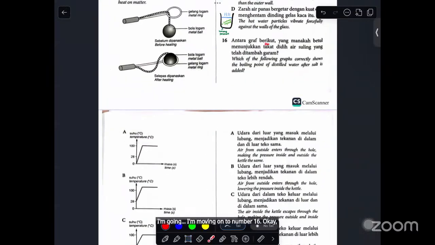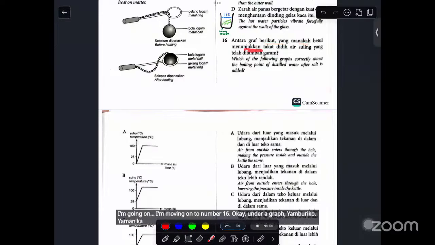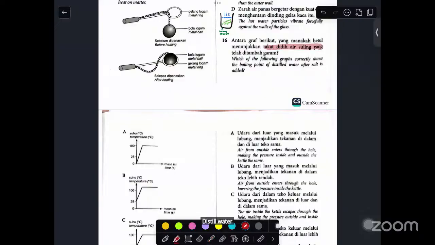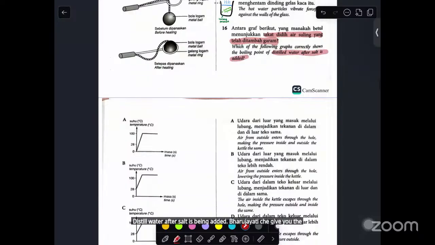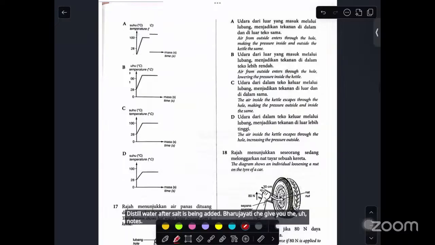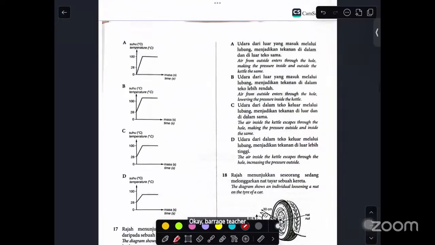Okay, antara graf yang berikut, yang manakah betul menunjukkan takat didih air suling yang telah ditambahkan garam? Distill water after salt is being added. Baru je teacher give you the notes. Distill water that has been added with salt. So which graph is it?